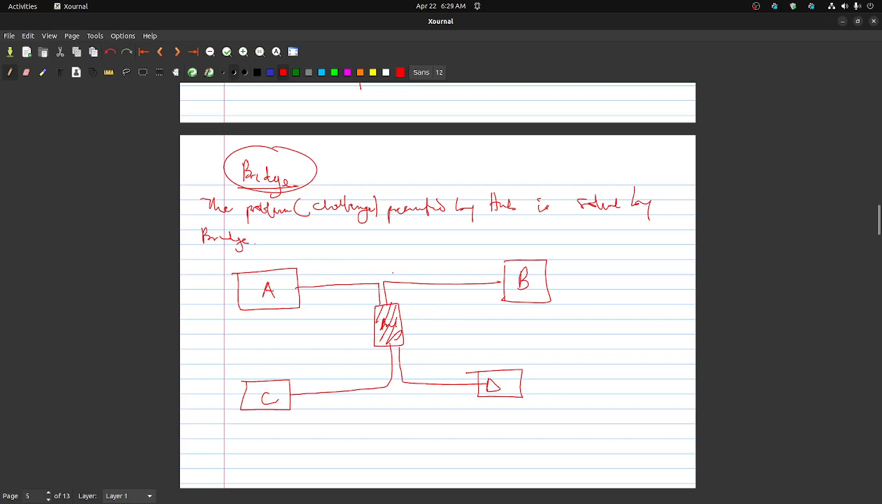So A wants to send data to B. B will receive that data, but C and D will not receive that data. It's as simple as that. So a bridge is a modified hub that prevents data from being sent to computers that do not deserve that data. As simple as that.